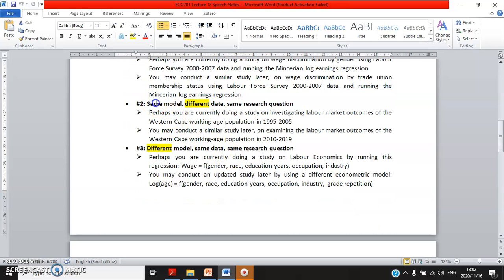Second case, maybe you use the same model but different data and the same research question. In other words, you want to conduct an updated study. So this is an example. I think you should be familiar with this.